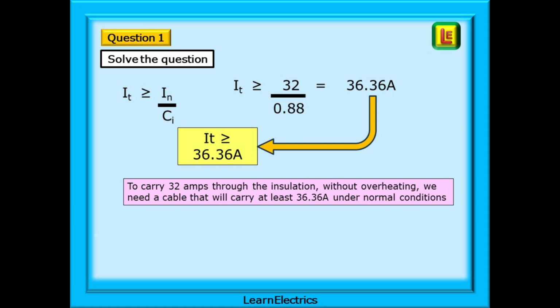So IT must be equal to or greater than IN divided by CI. Putting the numbers into the formula, we have 32 divided by 0.88. Our answer is 36.36 amps. IT, the tabulated current carrying capacity, must be at least 36.36 amps. This means that to carry 32 amps through the insulation without overheating, we need a cable that will carry at least 36.36 amps under normal conditions.